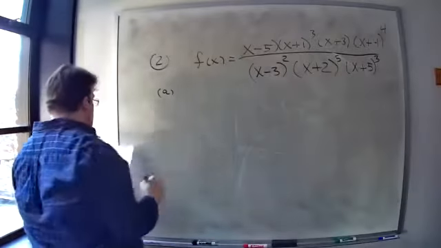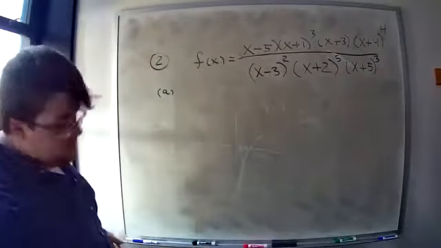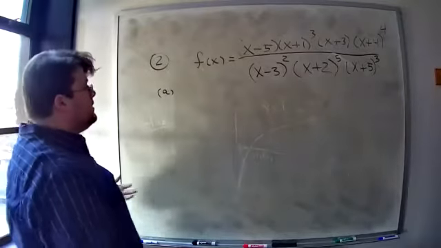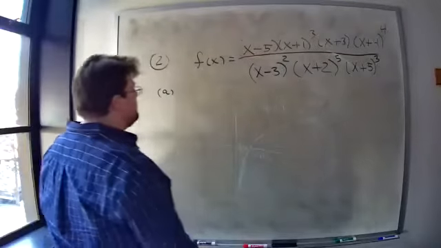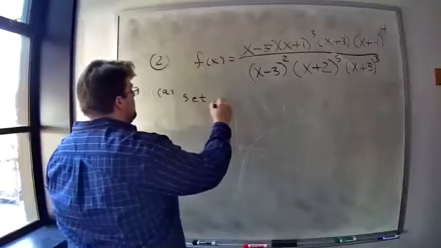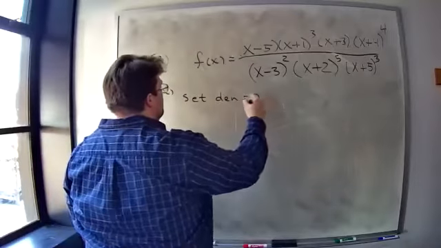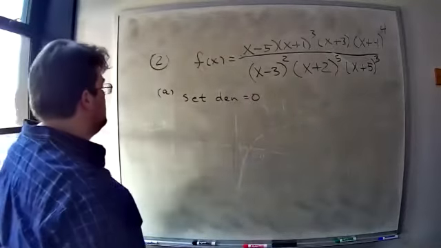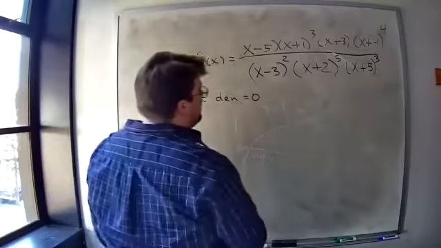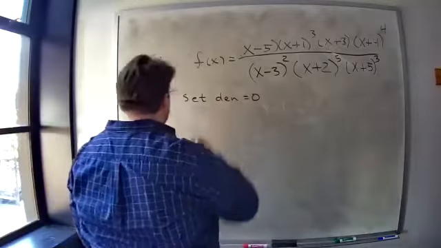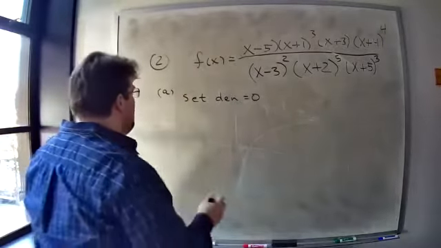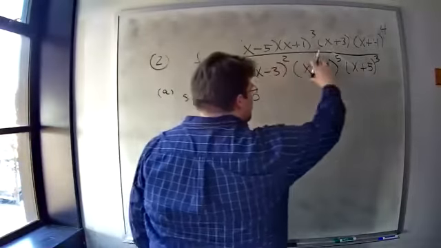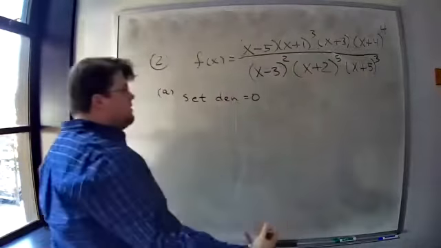So part A says find the vertical asymptotes of this function. Well, a vertical asymptote will occur wherever the denominator is 0. So we need to find where the denominator equals 0. Conveniently, the denominator is factored nicely for us. I wouldn't give you a degree 10 and expect you to factor it. So set the bottom equal to 0. This times this times this equals 0.